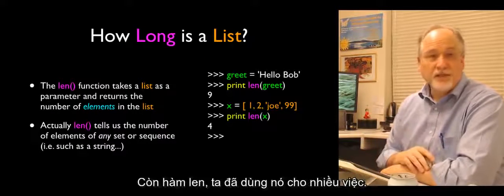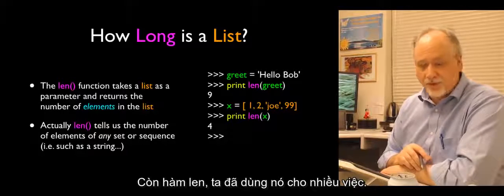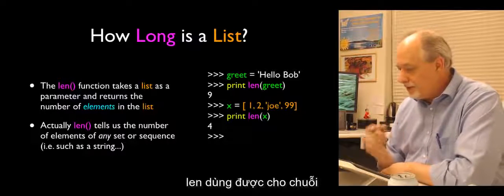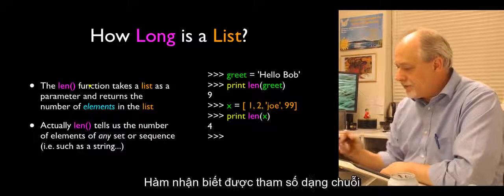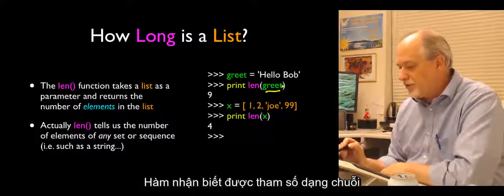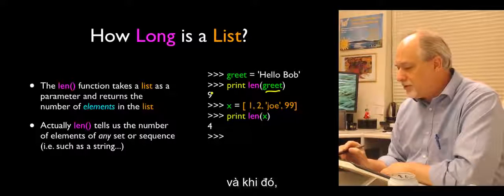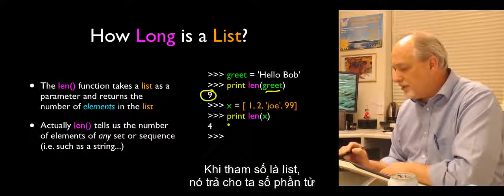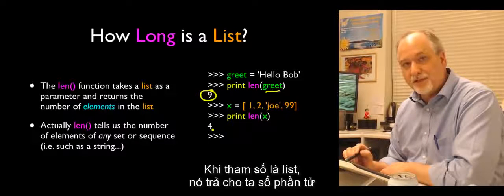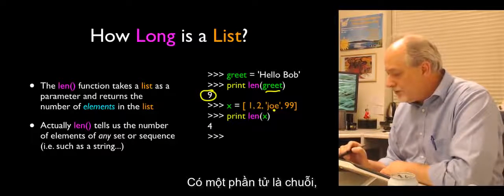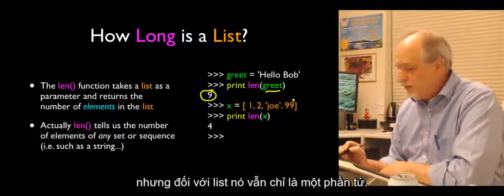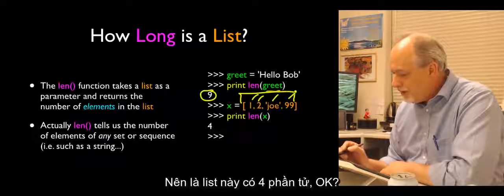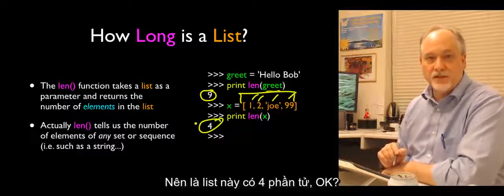So the len function, we've used it for several things. len is used for strings, and it's used for lists as well. So the same function knows that when its parameter is a string, it gives us the number of characters in the string. And when it is a list, it gives us the number of elements in the list. And just because one of them is a string, it's still one element from the point of view of this list. So it has 1, 2, 3, 4, four items in the list.